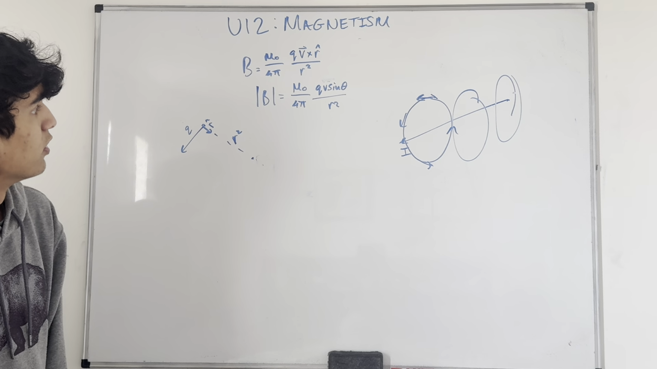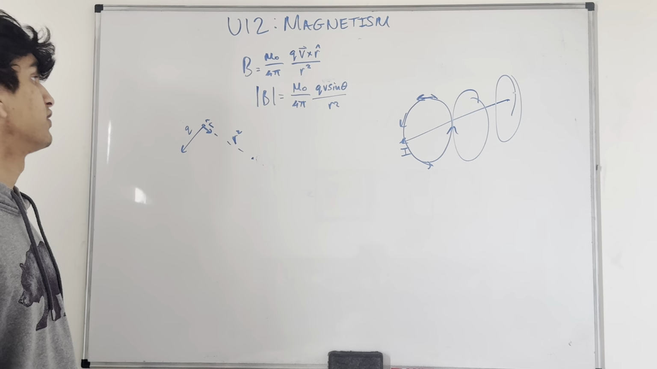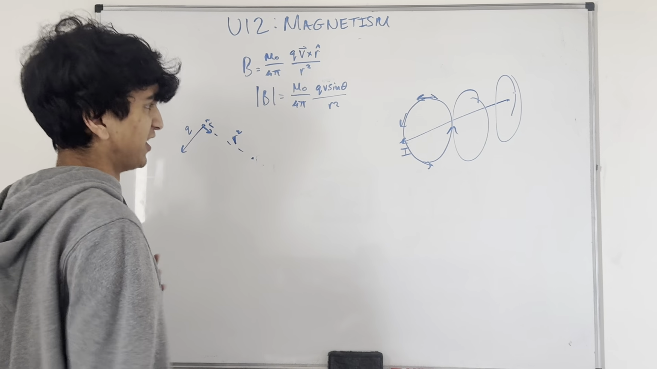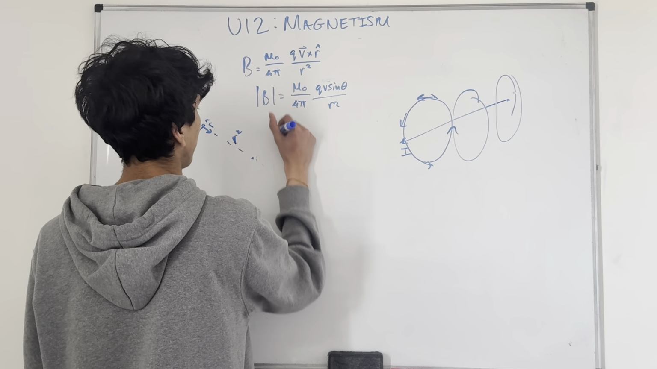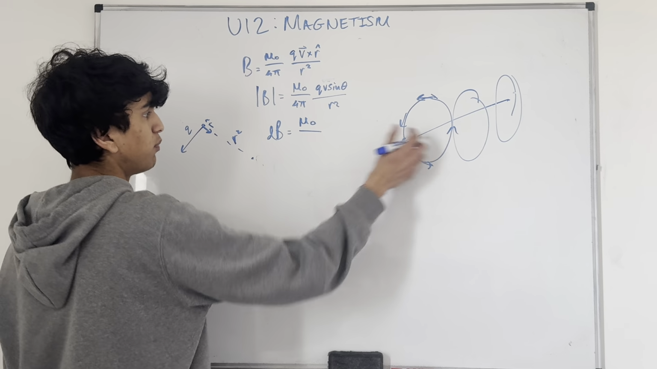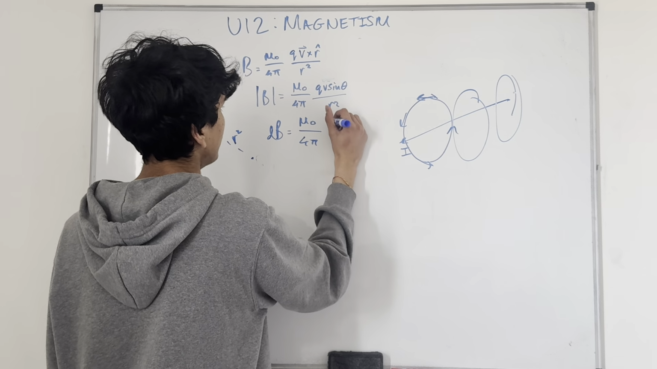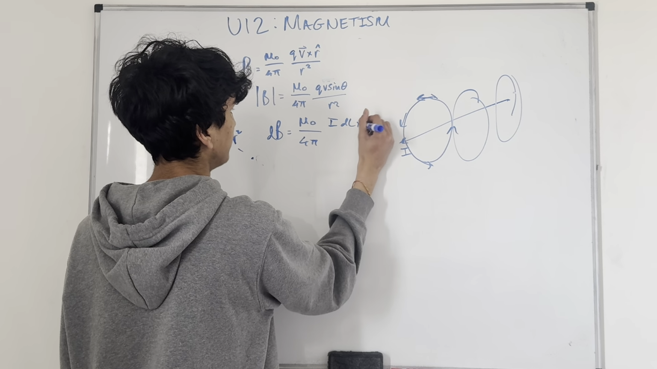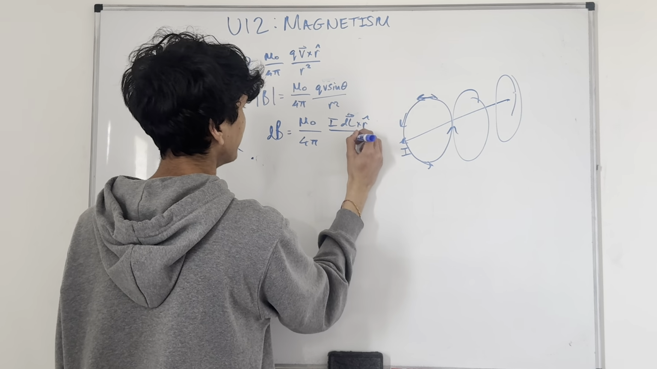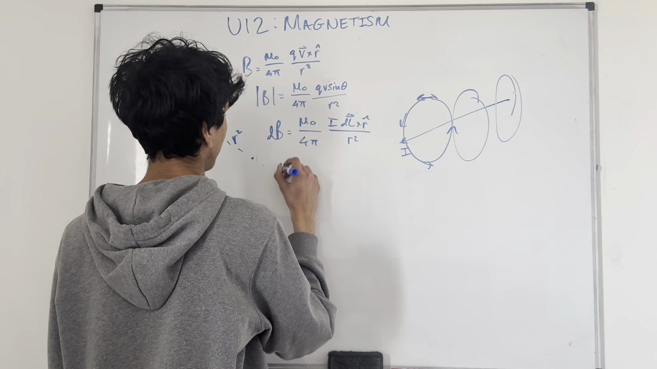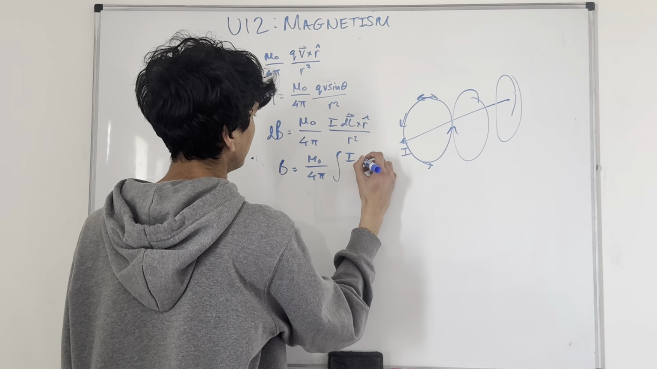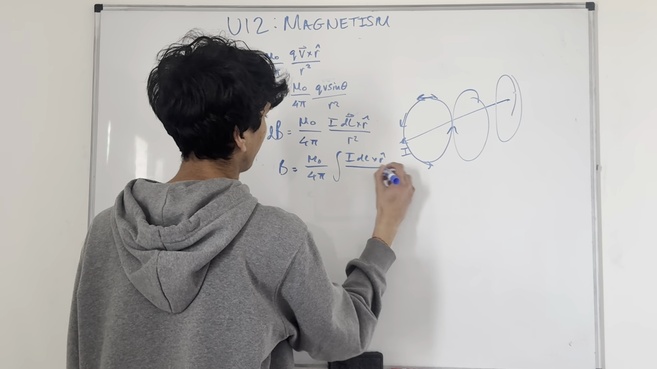And what is the magnetic field due to a current? Well, this is the Biot-Savart law. In its most beautiful form, it tells us that the small magnetic field due to a small portion of the wire is mu naught over 4 pi times I dl cross r hat over r squared. And if I integrate that, I get that the total magnetic field is equal to mu naught over 4 pi integral I dl cross r hat over r squared.